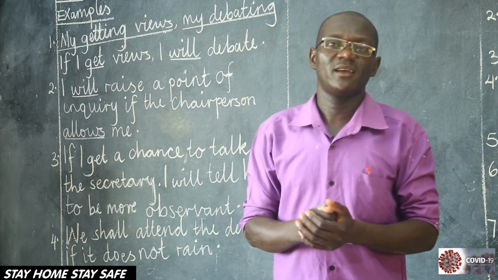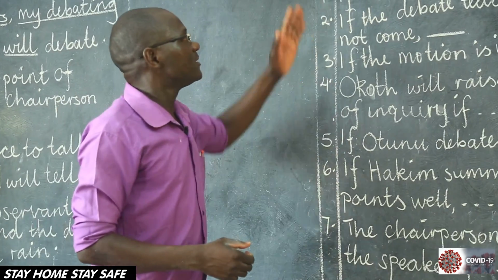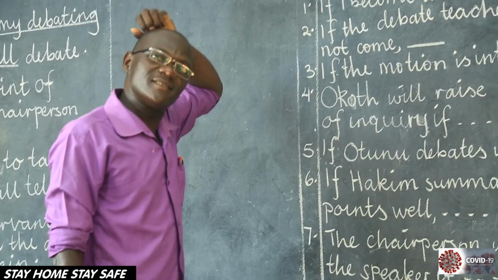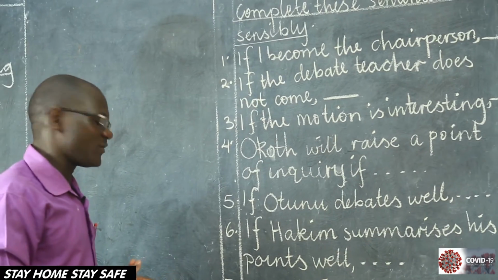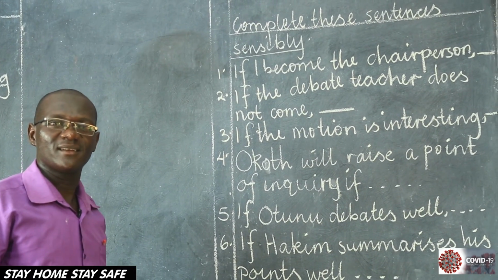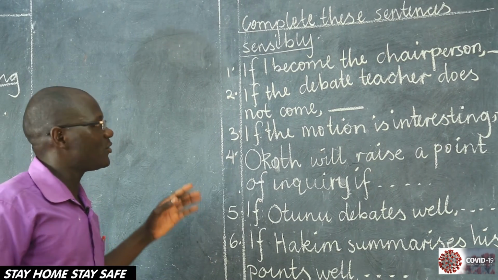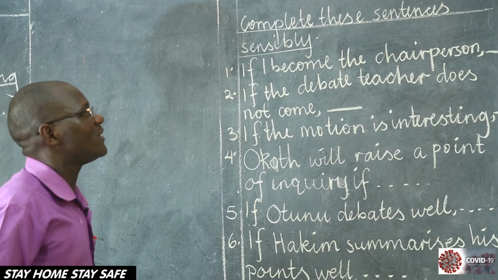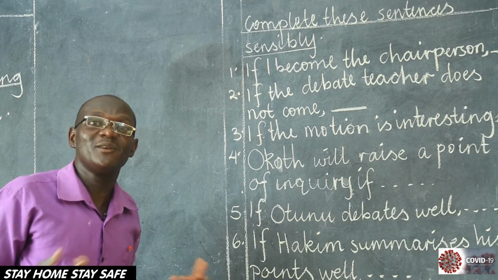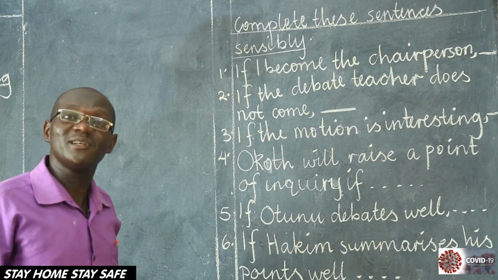Thank you very much for observing and learning. We go to our exercise. I am giving you just a few numbers, seven numbers. I hope you will think of what you can complete these sentences with. For example, if I became the chairperson, what will you do?